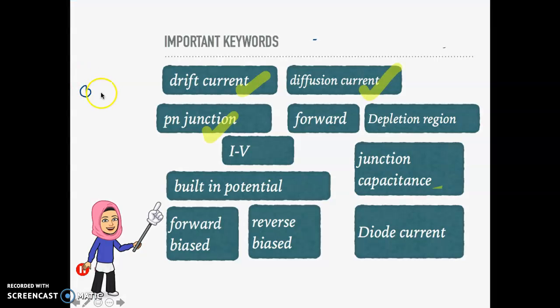The first one is what we call diffusion. The second one is recombination. The third one is depletion. So hold on to these three keywords. What happened during forward bias? Do you have current? Yes. Reverse bias, no current. Junction capacitance relates to what? It relates to reverse bias. Diode current relates to forward bias.